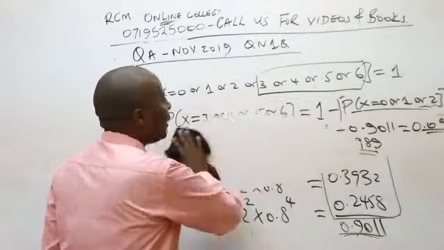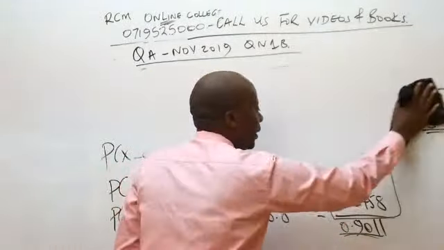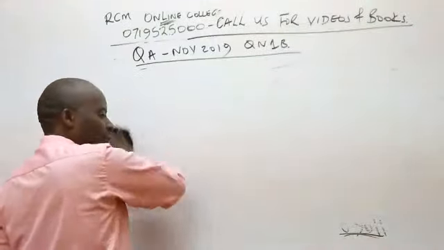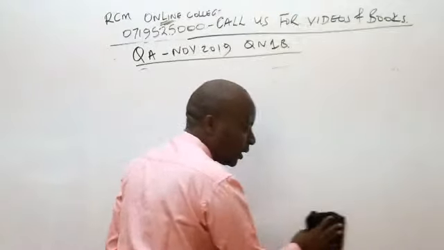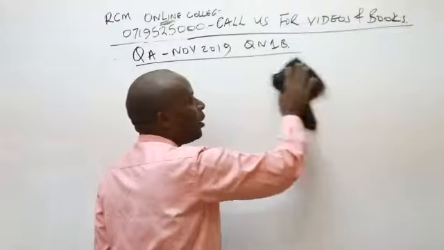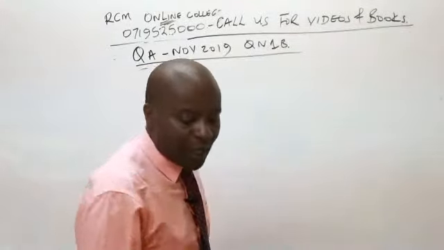I hope that is clear. The most important thing is to appreciate that they wanted us to give them the probability of getting more than 2 being absent. So more than 2, we start counting from 3, 4, 5, and 6. We realized that those were too many events. We went for the complementary thing.